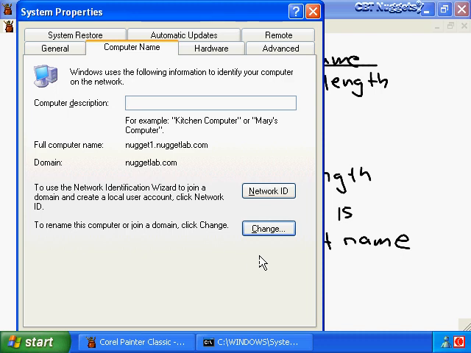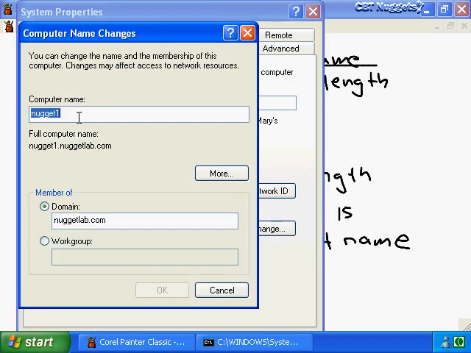To see the computer name, we click on the Change button. And the computer name and the host name are one and the same. So here my computer name is Nugget1.